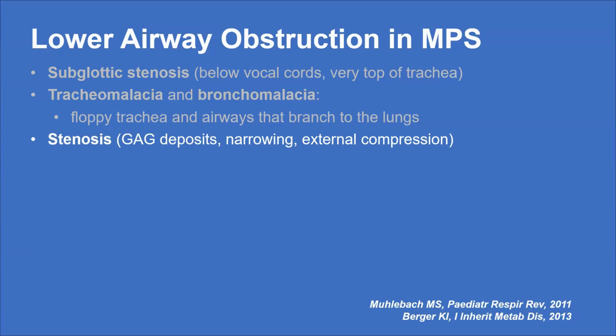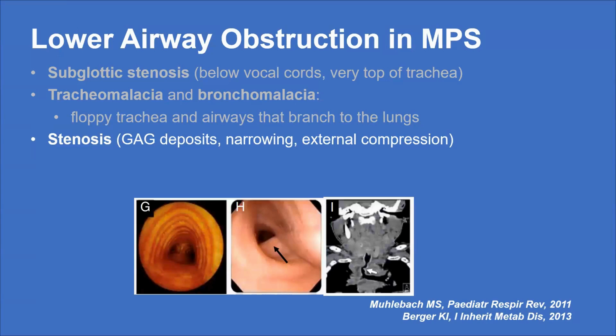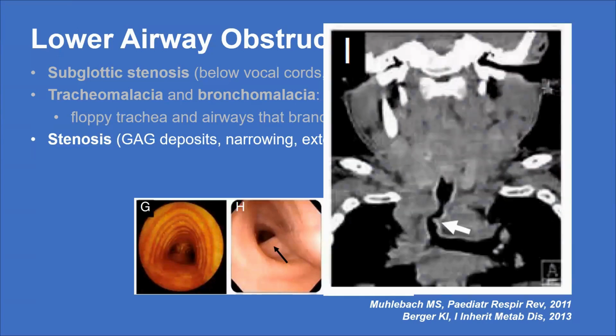And then over here, this is what we could see in a child with MPS, where it's just very convoluted. And this is an MRI scan reconstruction. So you can see here how curvy it is from GAG deposits really leading to this stenosis. So this can really be severe.